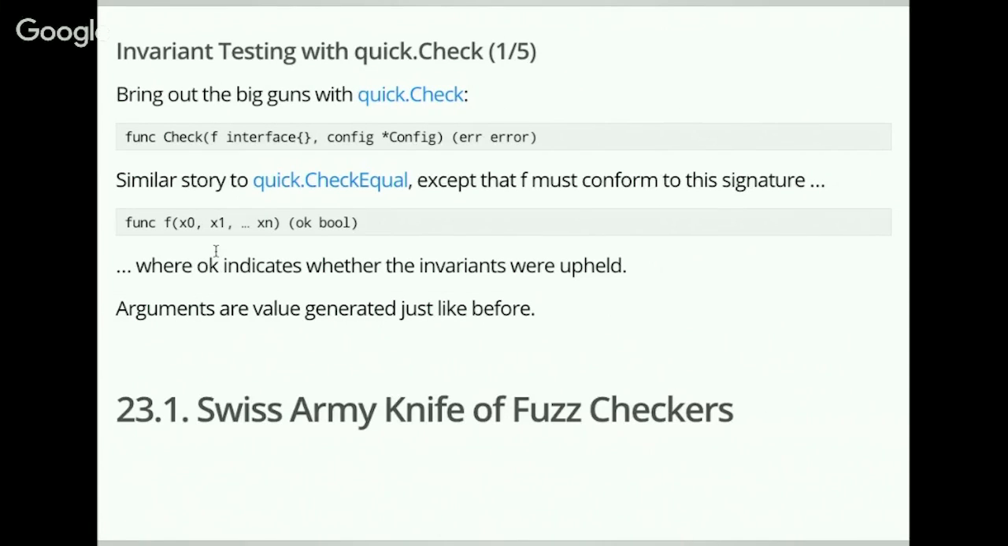Any argument it takes has to be able to be generated by quick value, but it has to have a unary return signature of a bool. And the value of the bool return signature just simply means, if the value is true, all the invariants that we've identified pass. We're good. If it's false, oh, something broke. Let's short circuit the test, and we've identified an input for which some invariant has been violated.